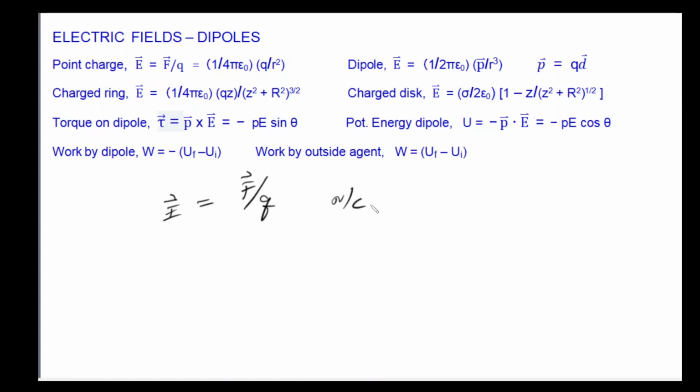Electric fields can be represented by electric field lines. There are rules, however, in drawing these electric field lines. First, the electric field lines go from the positive charge to the negative charge. Second, the electric field vector is always tangent to the electric field line and in the same direction.